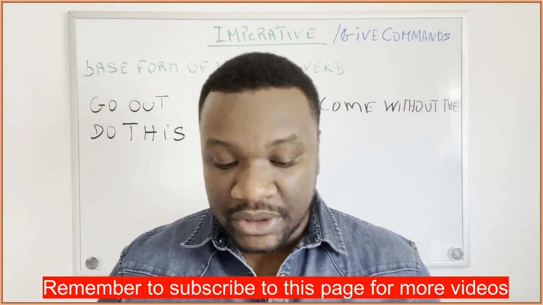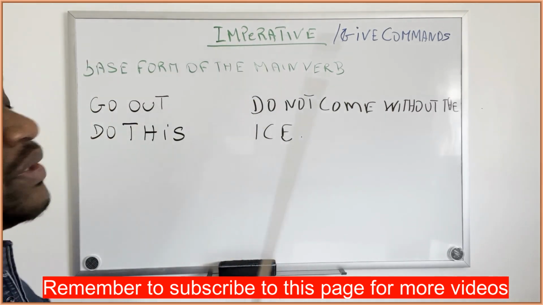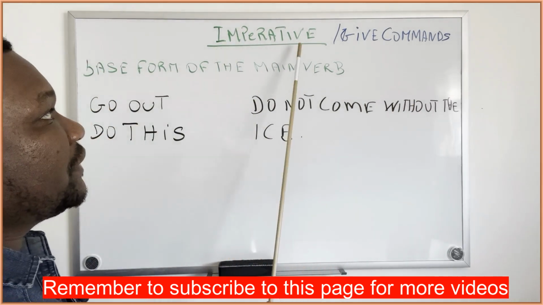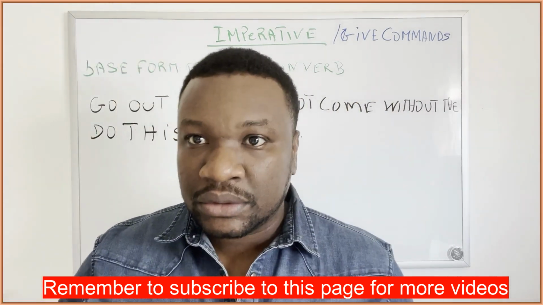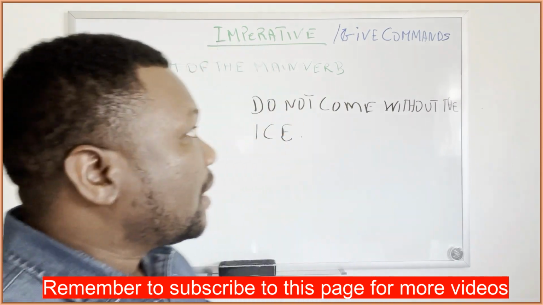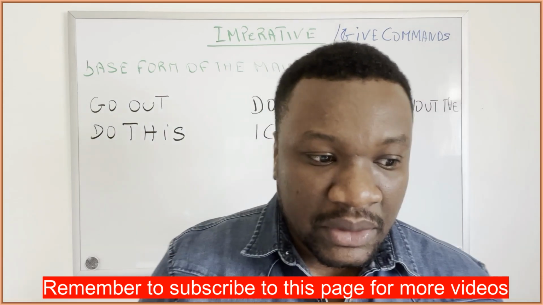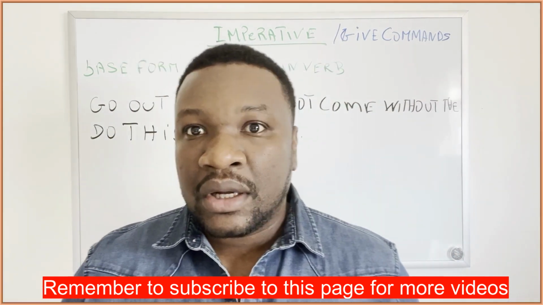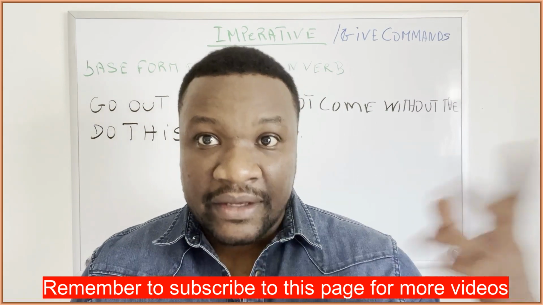Okay, let's sit together. You see on the board it says imperative and give comments or give orders. So I command you to do something, I order you to do something. You use the base form of the main verb. So let's say I'm using the verb give. Give it away.